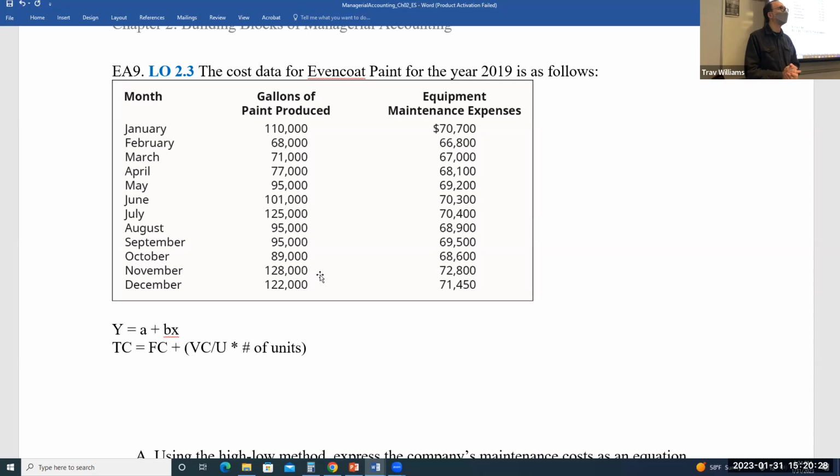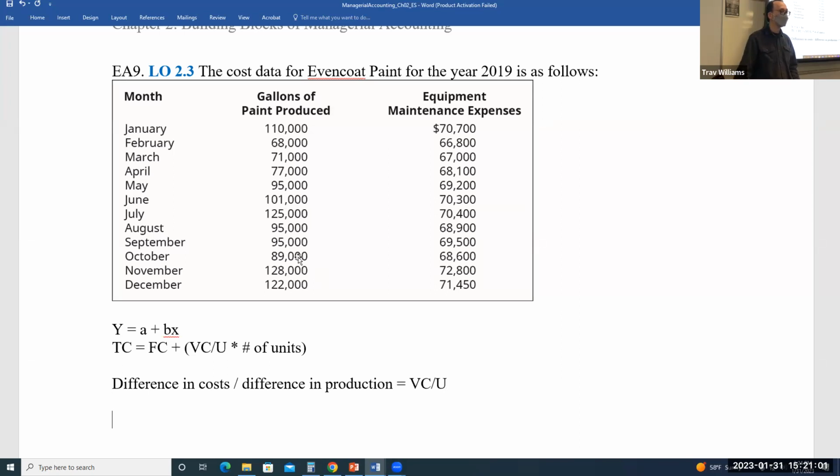This formula goes: the difference in cost divided by the difference in production equals our variable cost per unit. So I'll write it out this way. Difference in costs divided by difference in production equals variable cost per unit. So let's see what that looks like.